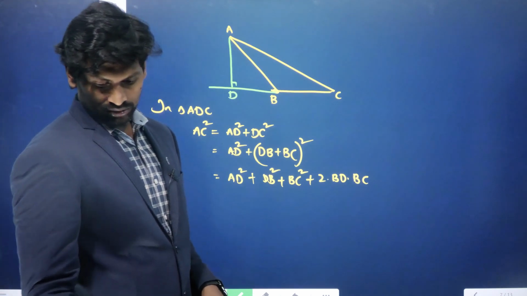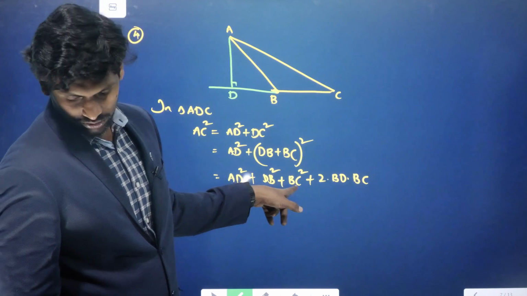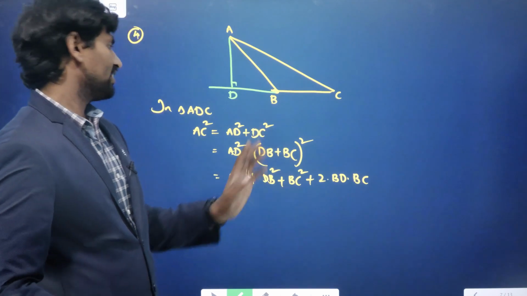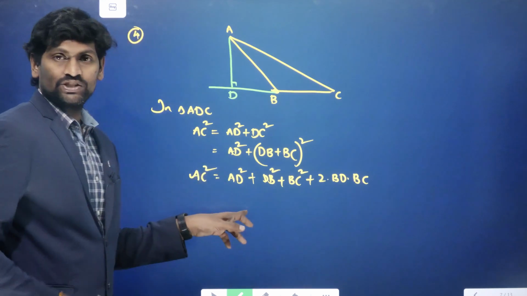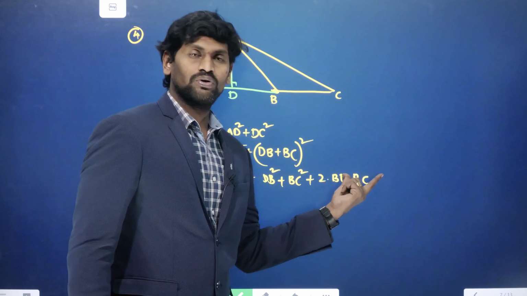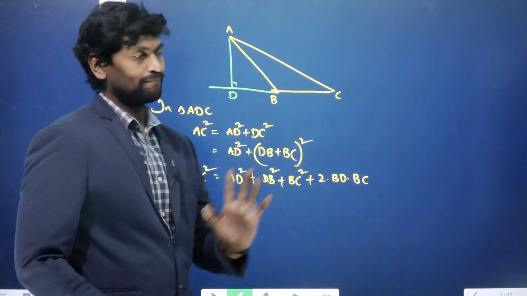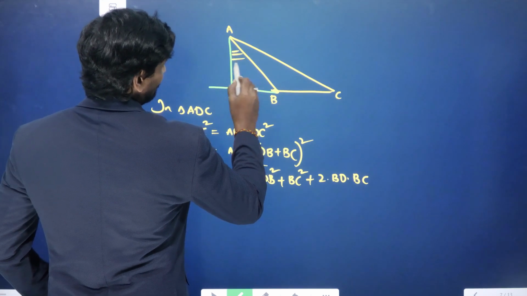Before going further, just check the options. AC square is equal to AB square plus BC square plus 2BC BD. Okay, right? So AC square equals AD square plus DB square plus BC square plus 2 times BD into BC. Okay, now I am taking this triangle.